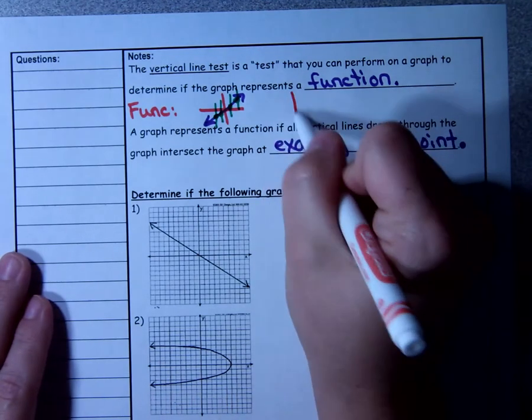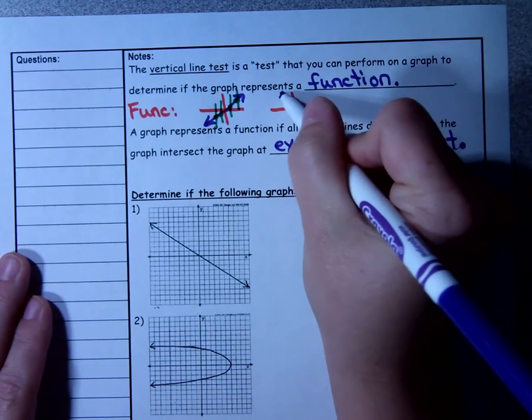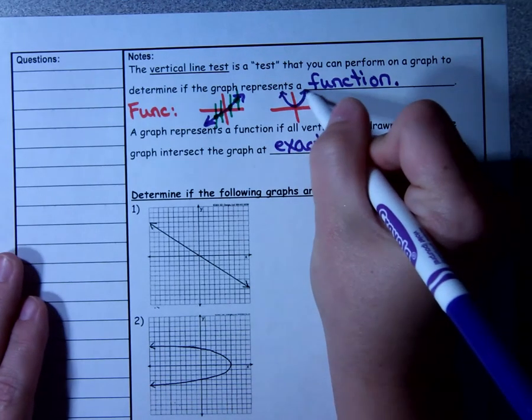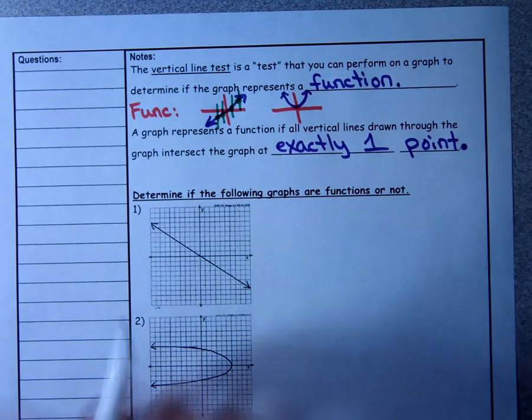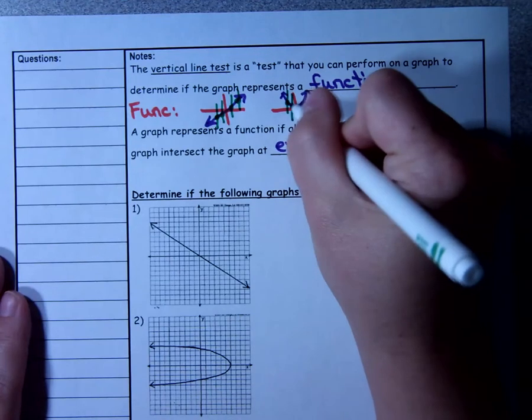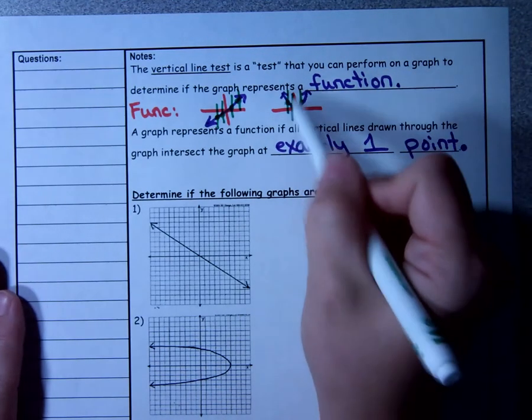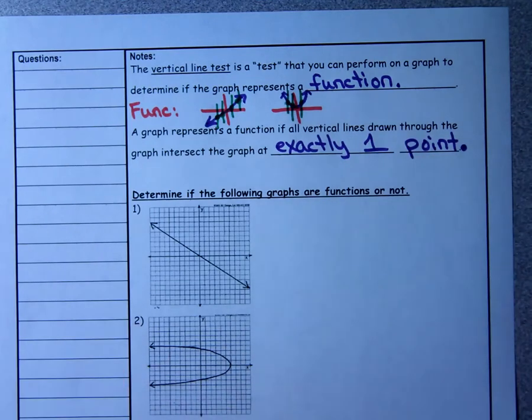Another example was our quadratic parent. Quadratic means it's U-shaped, it's a parabola. This is an example that is a function. If I draw a vertical line, I touch my purple graph once. Touch it once, touch it once. If vertical lines can be drawn and you only touch the graph once, then it's a function.